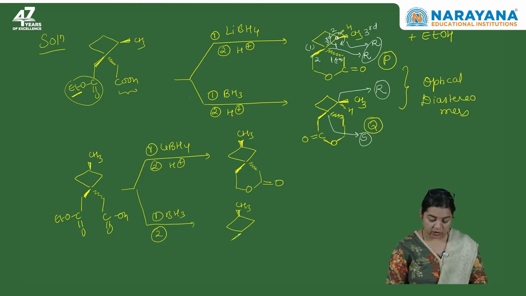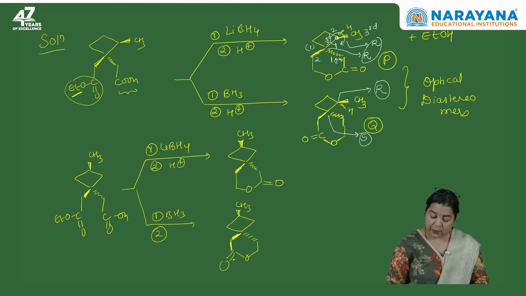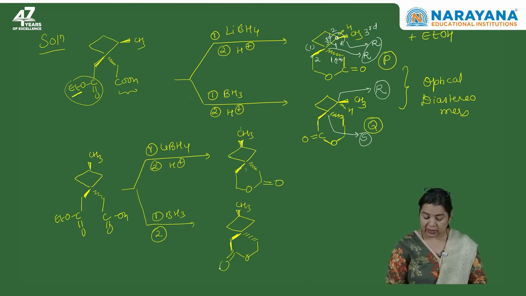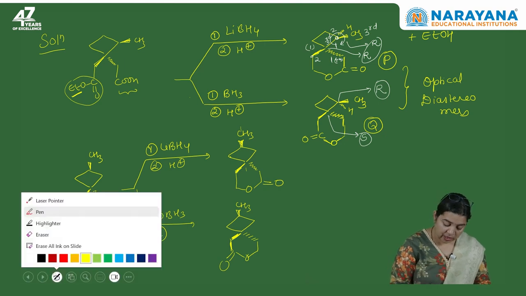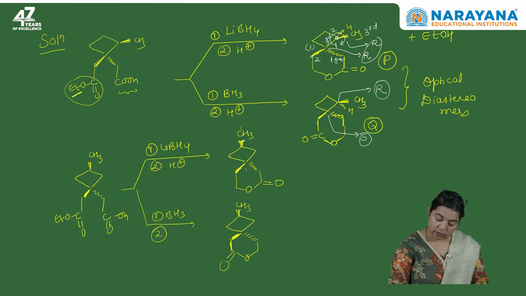Again, the same change, that the ester remains unchanged. So you will have oxygen here and the acid part is reduced, so you'll have alcohol at the back, right? But these are not chiral. See, this has a plane of symmetry. These both centers are achiral, but still there is geometrical diastereomerism.